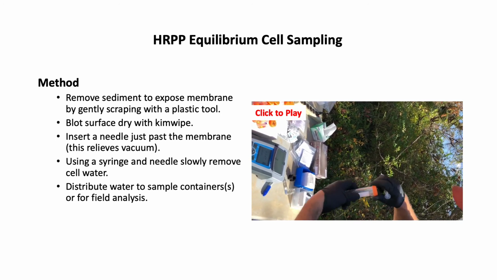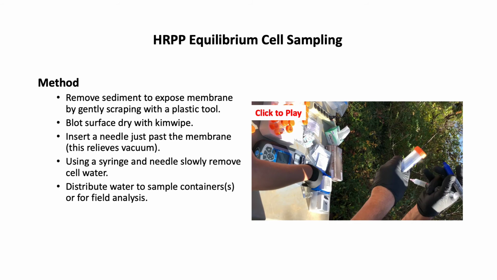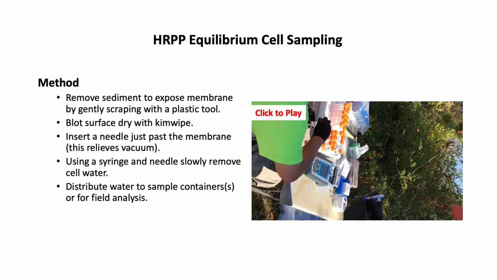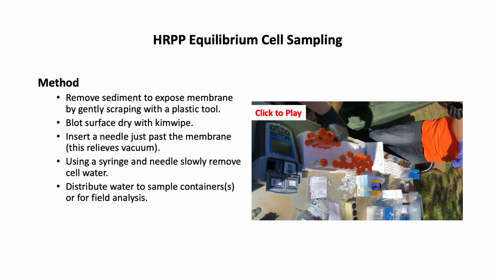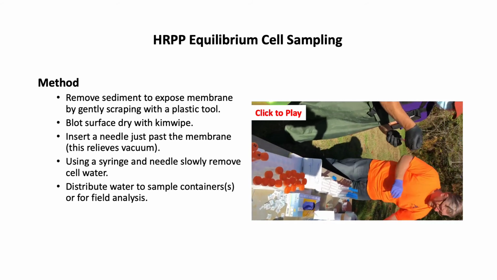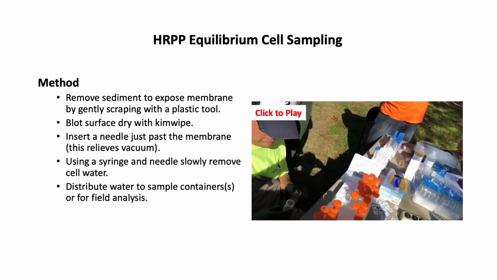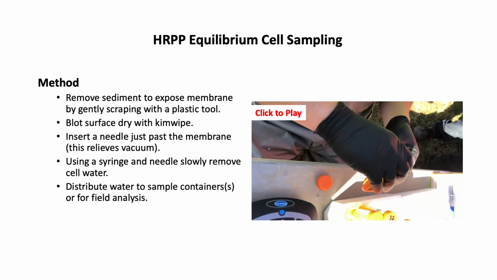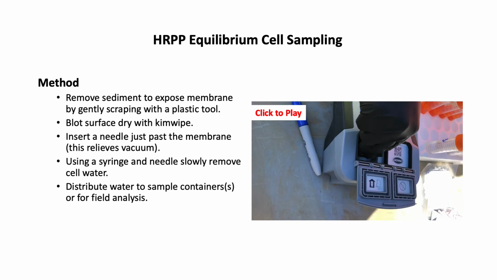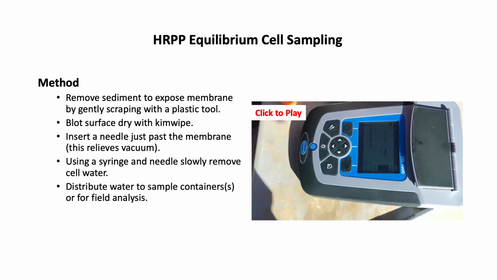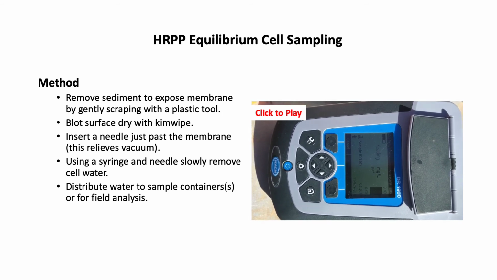After the sediment's been removed, the surface is blotted dry with a chem wipe to remove any surface water over the cell. A needle is then placed just through the membrane. This needle is used to remove the vacuum as the water is removed. Then a syringe and a needle is inserted into the cell, and the water slowly removed by pulling on the syringe. In cases where there's issues with sorption, glass syringes can be used. If you're only interested in geochemistry, plastic syringes are much easier to use. The water from the syringe is then distributed into the appropriate sample containers depending on the analyte of interest.